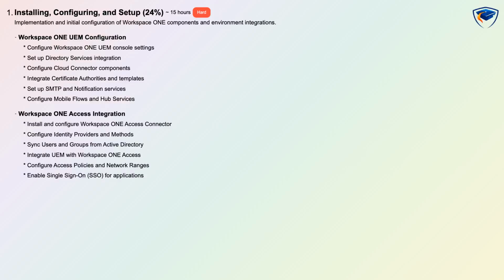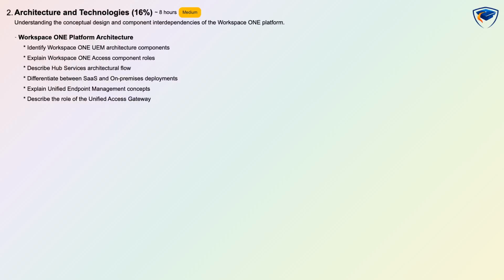Architecture and technologies accounts for 16% and covers the conceptual design and component interdependencies of the Workspace ONE platform. Difficulty is medium with about 8 hours of study and assessment focused on conceptual and scenario-based questions. Expect to learn the roles and interactions of Workspace ONE UEM components, Workspace ONE Access component roles, and how hub services flow through the environment.